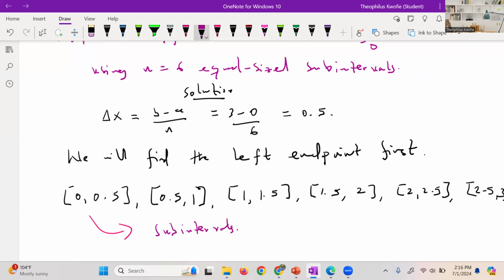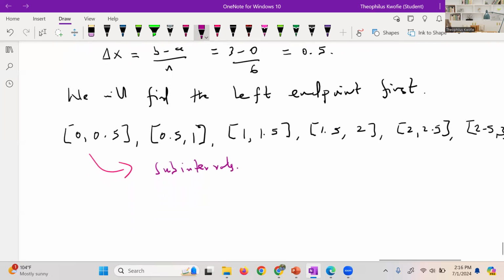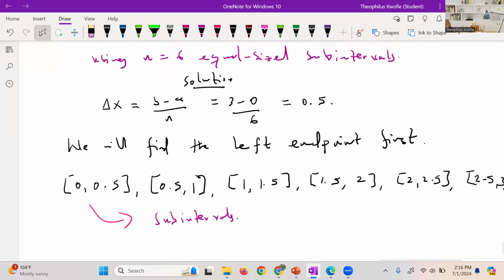Okay, and on these subintervals, what we're going to do is erect rectangles on each subinterval, okay? And that's what we are going to do. And I believe we are getting it right.